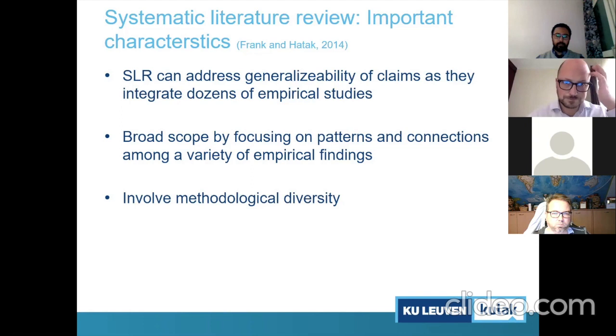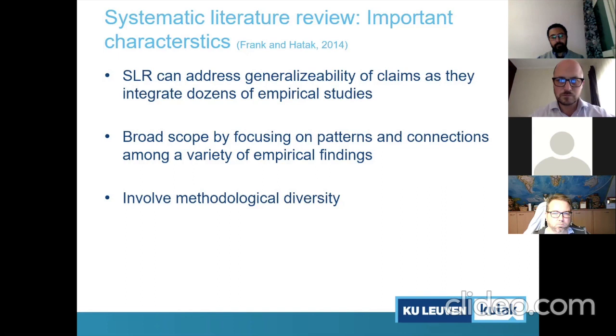Secondly, a systematic literature review also typically focuses on a very broad set of patterns and connections among a variety of empirical findings. Again, if you contrast this with empirical work, I'm sure you receive the advice that when you're doing a quantitative paper, it's always better to focus on a very specific aspect, a very specific set of independent variables that have some common denominator, because this will allow you to make a much clearer contribution to the literature and to the audience you want to have a conversation with. And this, of course, will increase your chances of getting your work published. In an SLR, it's just the opposite.